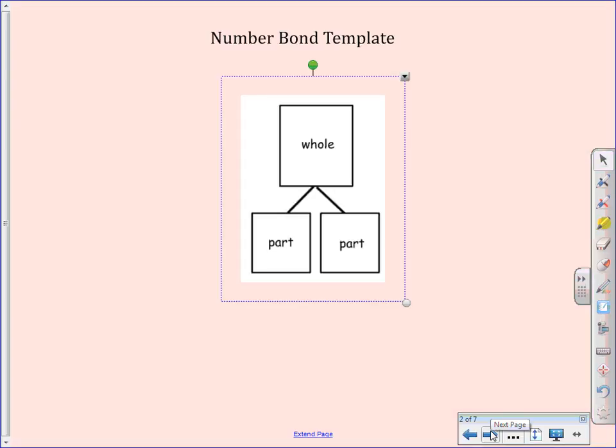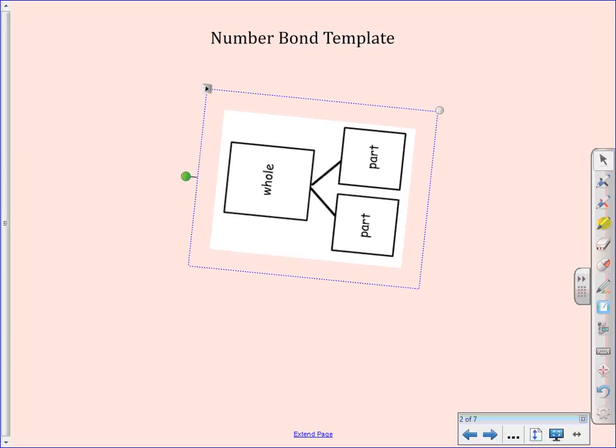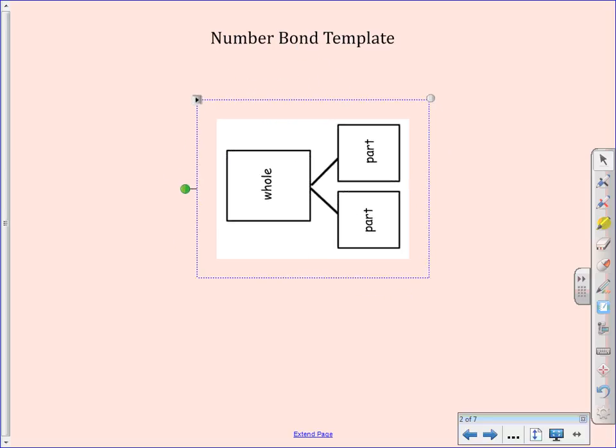You will notice that the template, the way it's oriented at the moment, has the whole at the top and the parts at the bottom. The orientation of the template can change. It can look like this, where the whole is to the left and the parts are to the right.